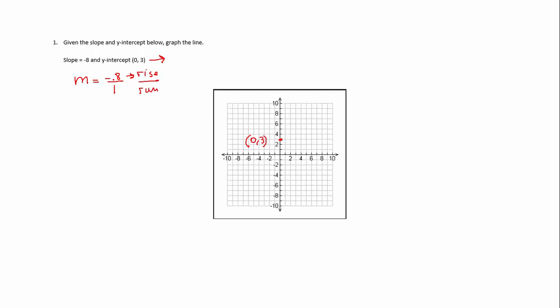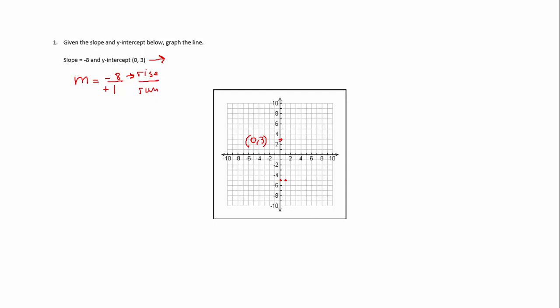Since I have a slope of -8 over 1, I'm going to rise 8, but it's negative, so I'm going to go down 8 on the y-axis. 1, 2, 3, 4, 5, 6, 7, 8. So this is the rise. And the run is 1, so I'm going to go +1, which means to the right side. So this is my second point.